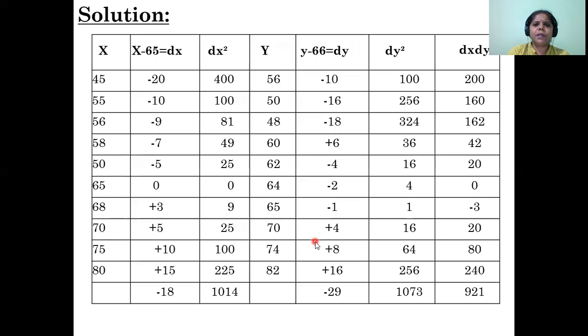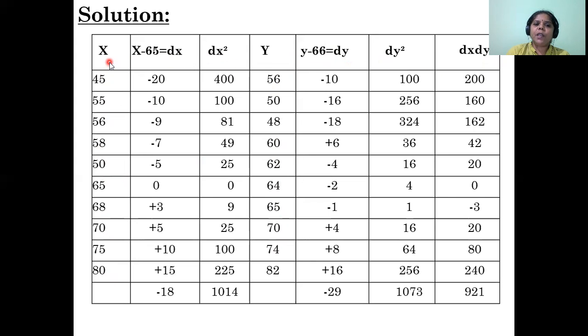So see students here, these are the columns we have to make for finding out the correlation coefficient. This is the x variable, what is there in the problem. Similarly, we have to write down all the values as it is. So y also as it is, all the values of the y variable. Then we have to make 1, 2, 3, 4, 5, 6, 7 columns.